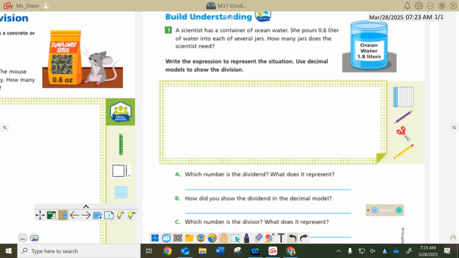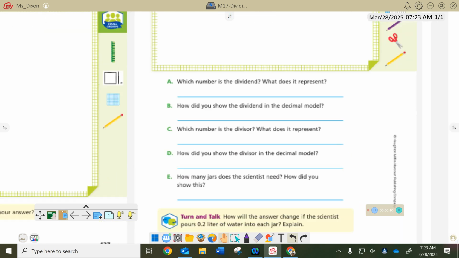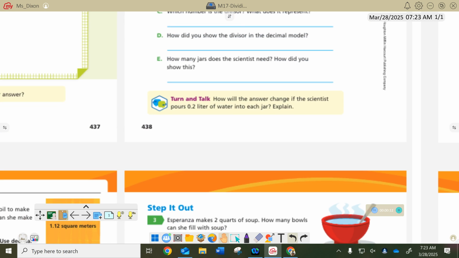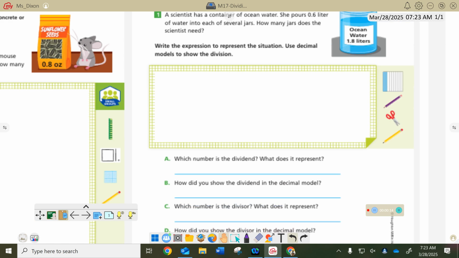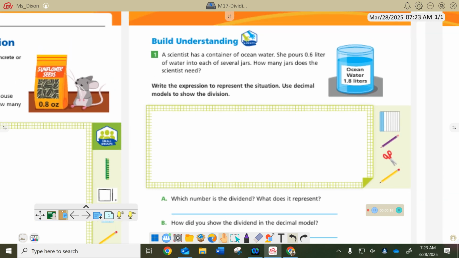17.5. 17.5 is on page 438 and 439. We are going to be looking at understanding dividing with decimals. So now we're going to move into where you have a decimal number as your dividend and your divisor. It changes up what you do just a little bit.